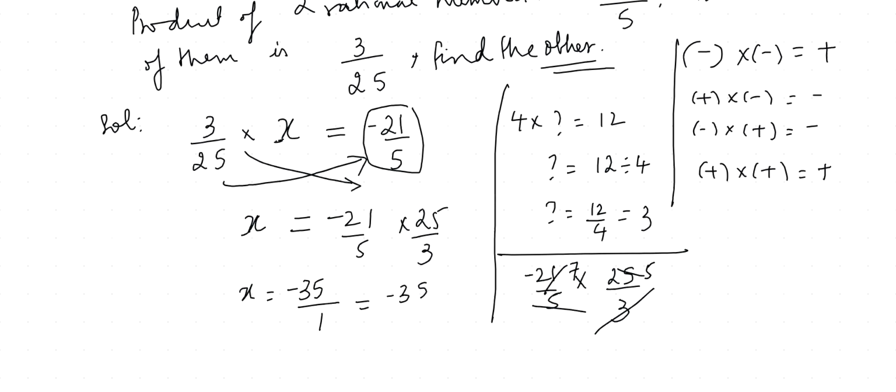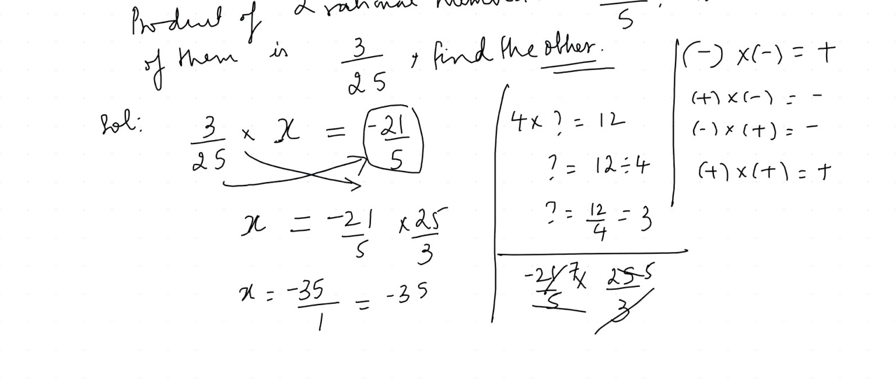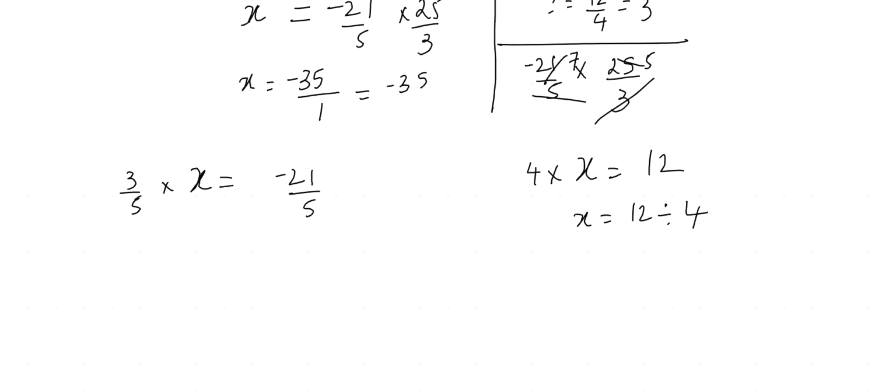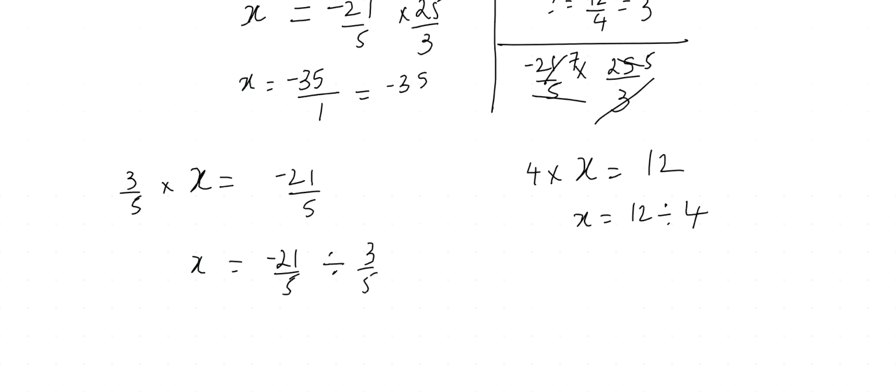Okay, you can look at it in another way. 3 by 25 is multiplied with x to get what? Minus 21 by 5. Like 4 is multiplied with x to get 12, x will be 12 divided by 4. Same logic. Here x will be minus 21 by 5 divided by 3 by 25. 3 by 25 is the other number, isn't it?